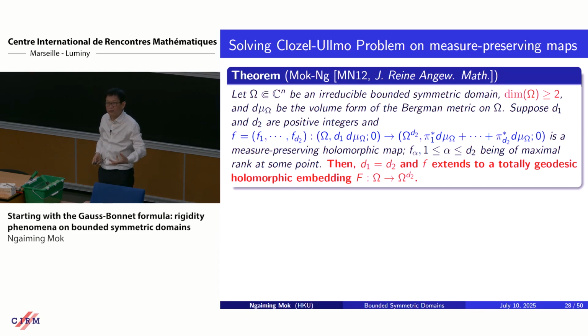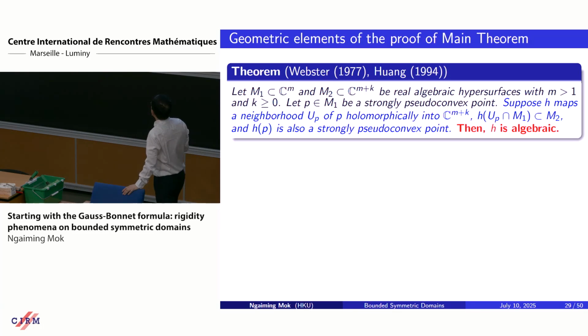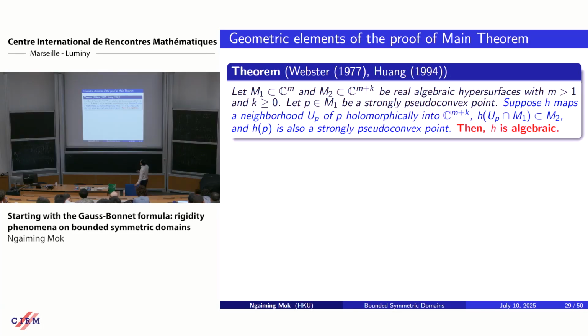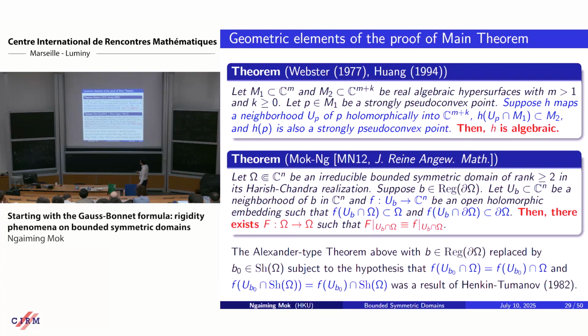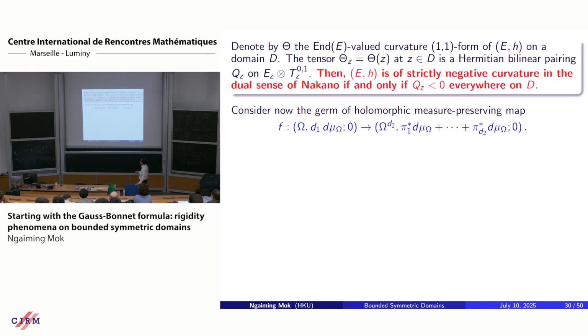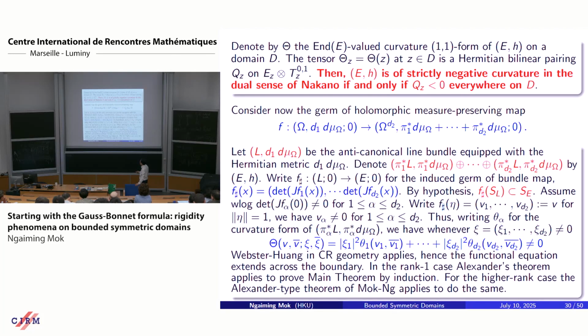One is into measure preserving maps, and the other is into holomorphic isometries. In order to do the measure preserving map, I made use of works of Webster and Huang in CR geometry. So CR geometry will allow one to prove this. There were many steps in the proof, but let me just skip it. It's essentially CR geometry: an interpretation of the pseudo-Levi form in terms of the curvature.